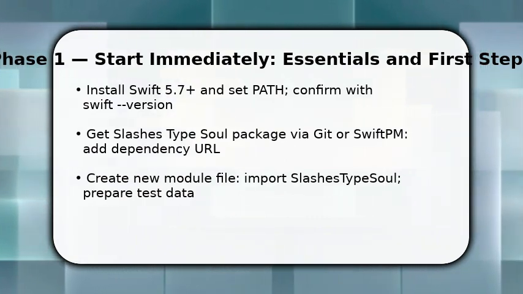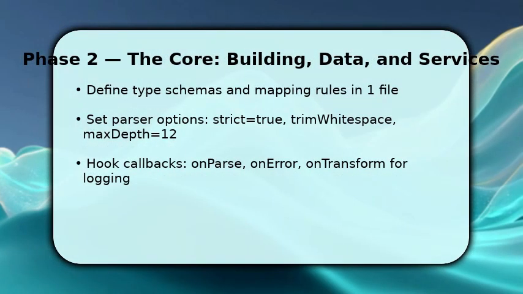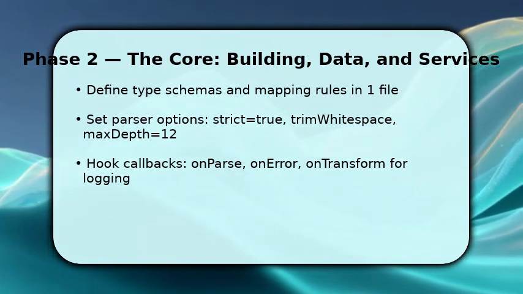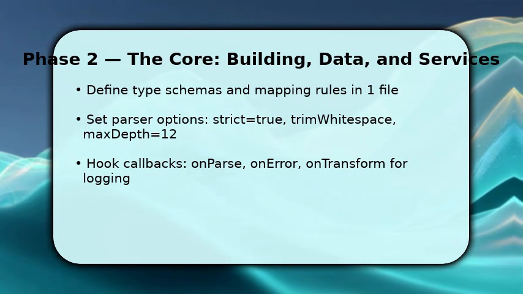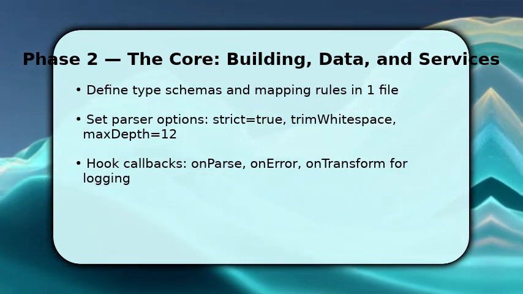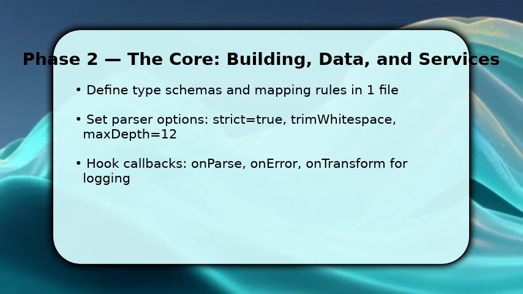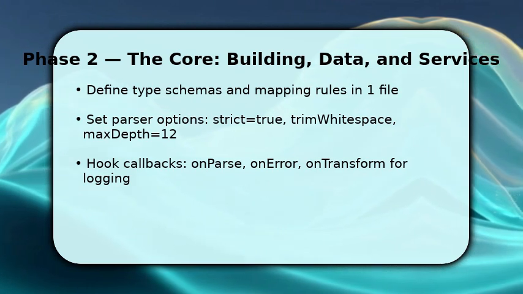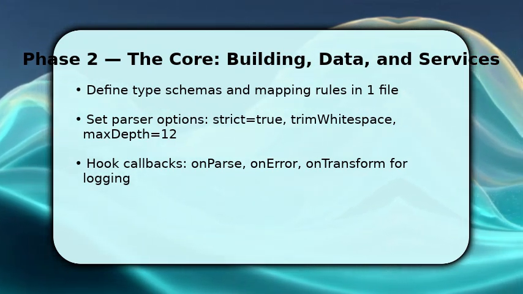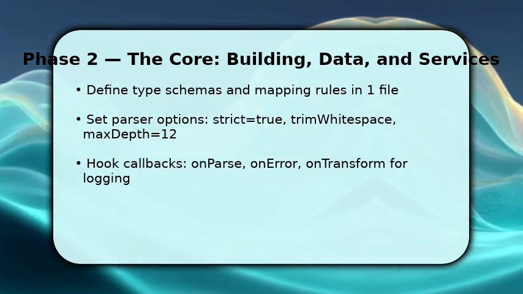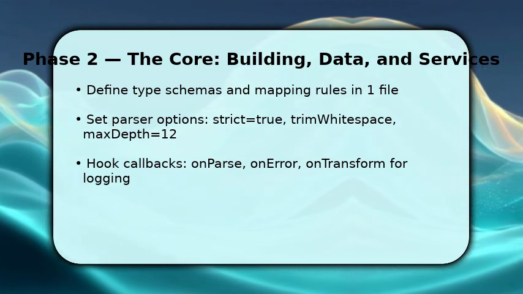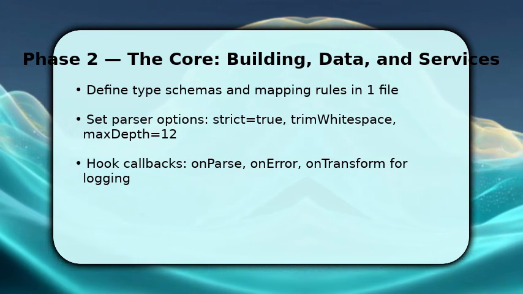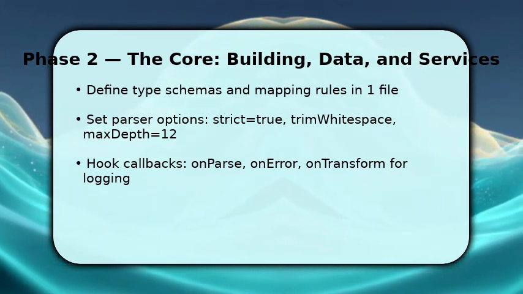next configuration steps. Now configure how SlashesTypeSol will interpret input. Define precise type schemas and mapping rules in a single central file so changes propagate. Then set parser options: use strictEquals true to catch mismatches, enable trimWhitespace, and set maxDepth to 12 to avoid runaway recursion. Once options are set, wire callbacks for onParse, onError, and onTransform to collect logs and metrics. These steps control behavior and observability. Without them, you can't debug subtle type coercions or performance bottlenecks.